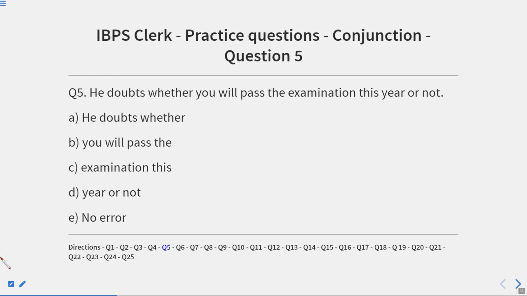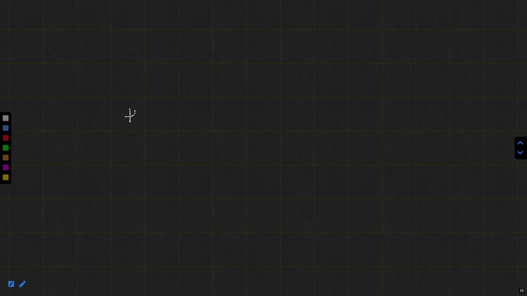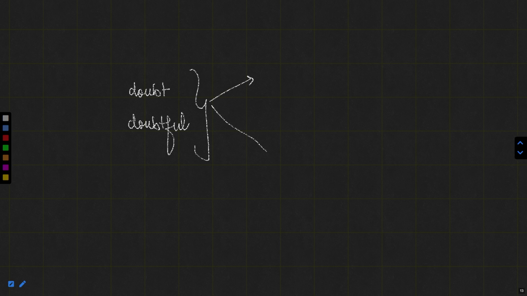He doubts whether you will pass the examination this year or not. Now, this is a very important type of question. Here it is written, he doubts. Now what happens whenever we have a word that is doubt or doubtful? Whenever we have words like doubt and doubtful, we check whether the sentence is affirmative or negative. So the sentence can be of two types, affirmative or negative.